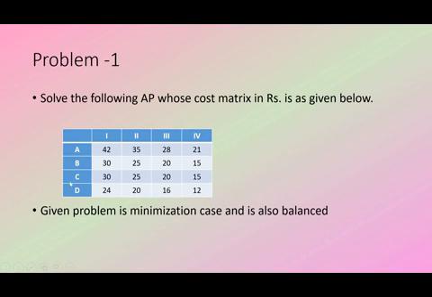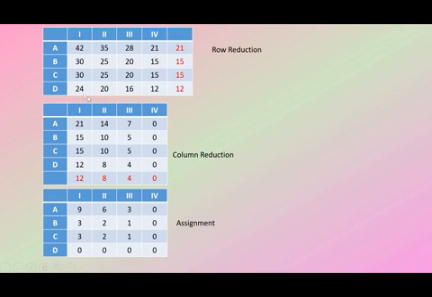And how many rows we have? 4 rows. How many columns we have? 4 columns. So it is a 4 cross 4 matrix. That means to say it is a square matrix. So the given problem is minimization case and it is also balanced. So no need for step 1 and step 2. Straight away we go into the next step, which is row reduction.